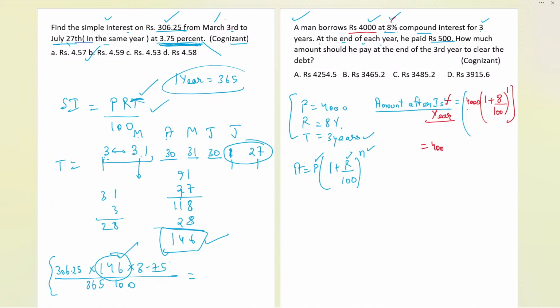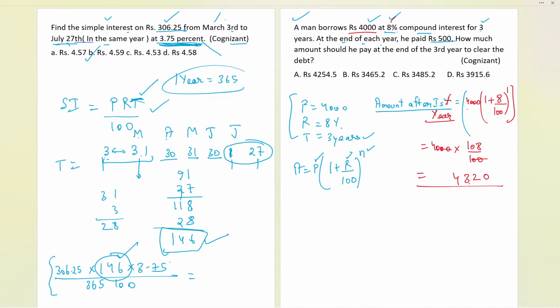So now let us calculate. It will be 4,000 times of 1 plus 8 by 100. So it will be 108 by 100. 2 zeros cancelled over here. And now let us multiply. 4 times 8, 32. And then we have 4 over here. So 4, 3, 2, 0. We are getting the amount after the first year. Now, that is the amount after first year.